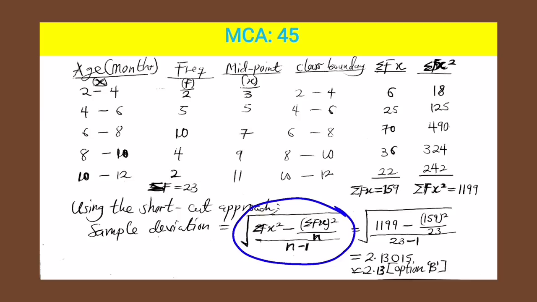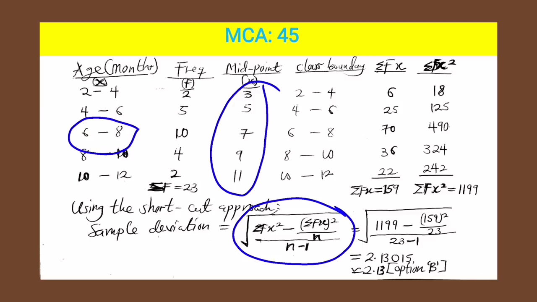So you see, 4 plus 6 will give me 10, and 10 divided by 2 is 5. 6 plus 8 will give me 14, and 14 divided by 2 gives me 7. So that's what I did to get all the values for the midpoint here. Take note.